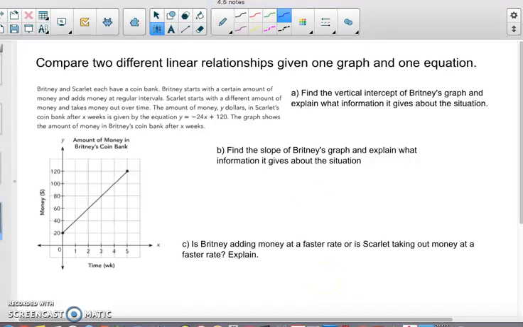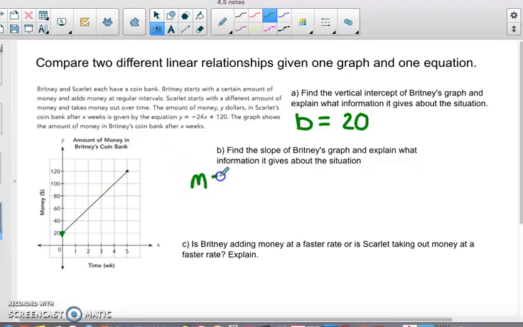First, let's find the vertical intercept of Brittany's graph and explain what it tells us. So, looking at the y-axis, the y-intercept is 20. So we know y-intercept and vertical intercept, same thing. So we have 20. So this tells us that Brittany starts with $20 in her coin bank.